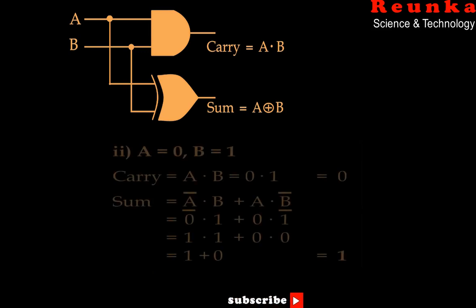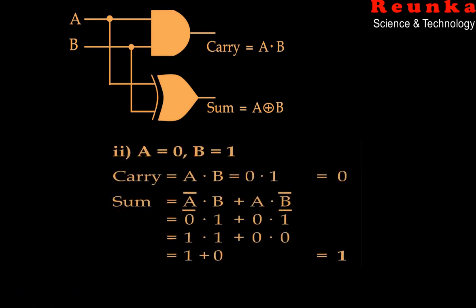Now the second case, if A input is 0 and B input is 1, at the carry obviously multiplication is there, output will be 0. At the sum, 0 complement dot 1 plus 0 dot 1 complement. So 0 complement will be 1, so the first term will be 1 dot 1 and the second term 0 dot 1 complement, that means 0 dot 0. So at the output 1 plus 0 and that will be equal to 1. So when A equal to 0, B equal to 1, the output will be sum equal to 1 and carry equal to 0.